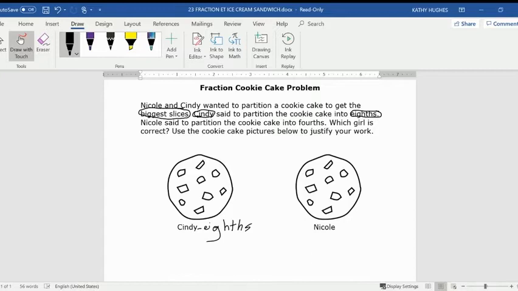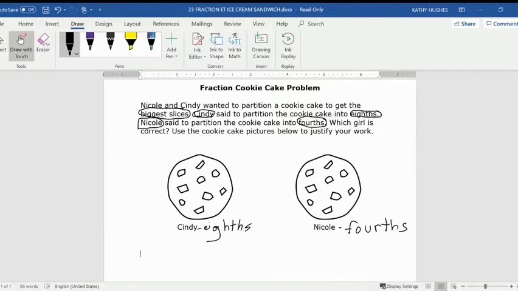Nicole said to partition the cookie cake into fourths. So Nicole is saying, no, my biggest slice is going to be if I partition it into fourths. So let's see if she is correct. Go ahead and circle your important information. And what are we going to label Nicole's cookie cake? Fourths. Okay.